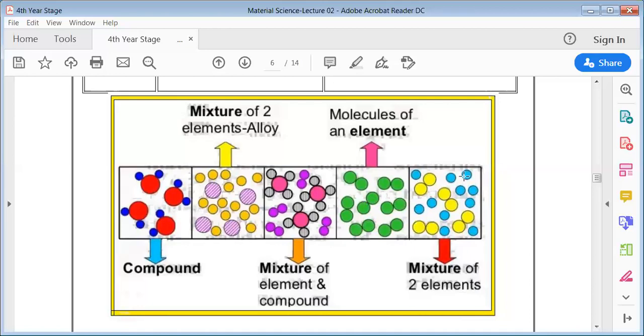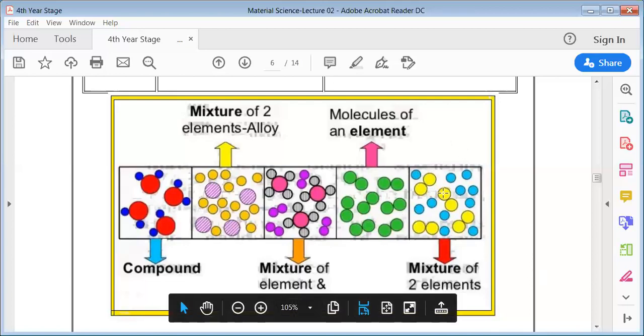Now look at this one. Again, you have this atom and this atom, this atom, not combined with any other atom. And in this one, you have two atoms combined. So this is a molecule of an element, and this one is an element. Because we have two different types of elements, this is a mixture of two elements.